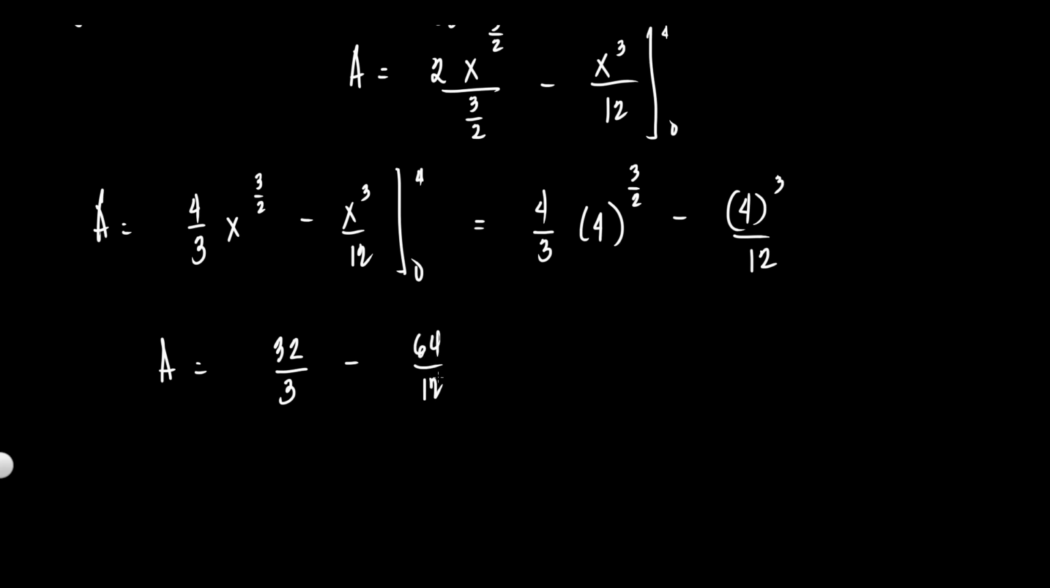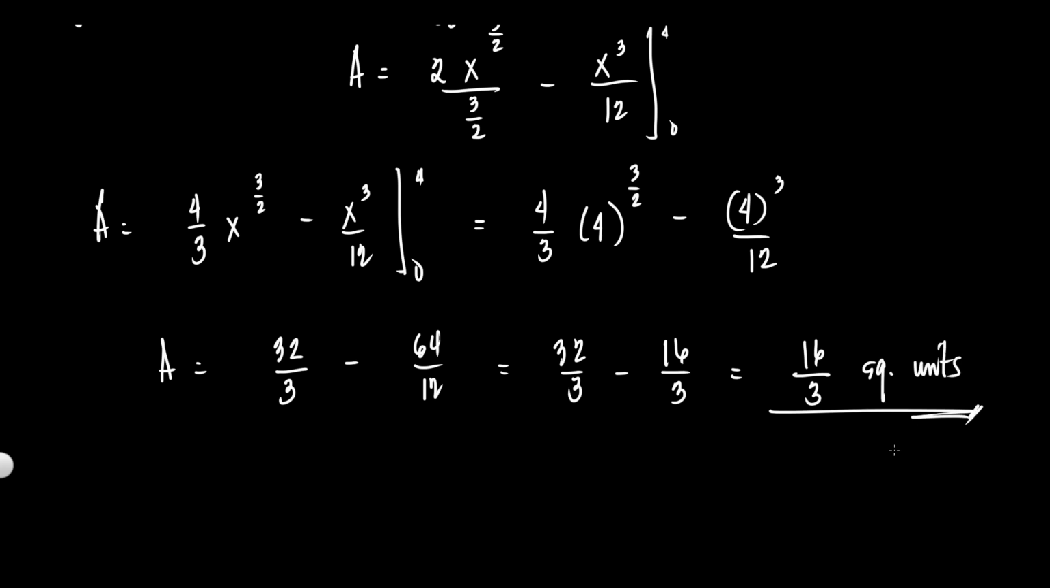So this is divisible by 4. So we have 32 over 3 minus 16 over 3. Or we have, 32 minus 16 is 16. 16 over 3 square units. So this is the final answer. Okay? Yes, it's easy, no?